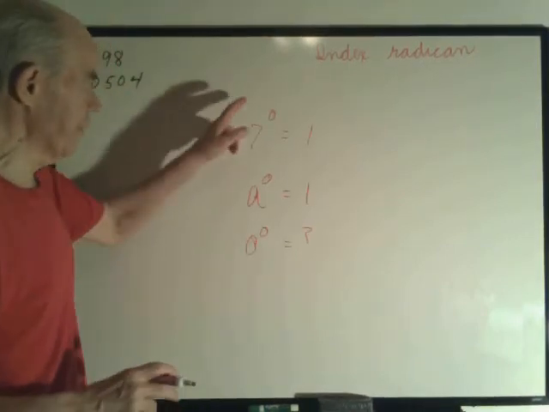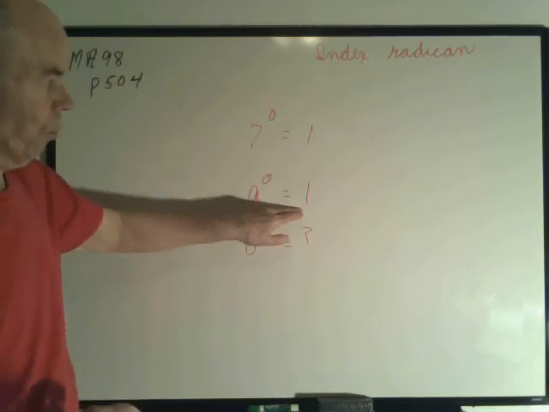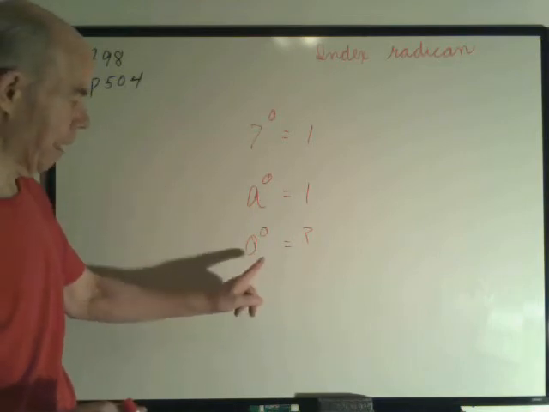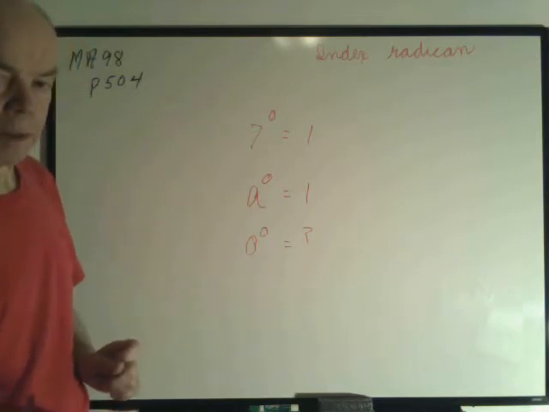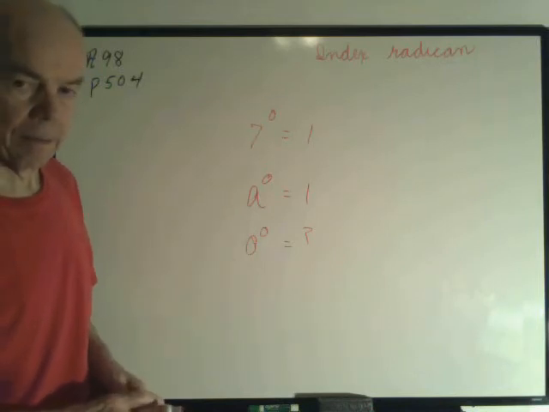The last one, 7 to the 0, by definition is 1. A to the 0 is 1. Anything raised to the 0 power is 1, with the exception of 0. 0 to the 0 power is undefined.